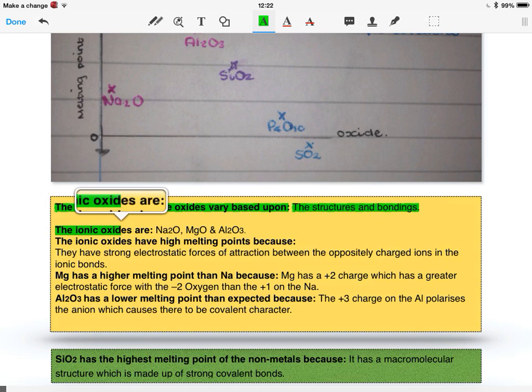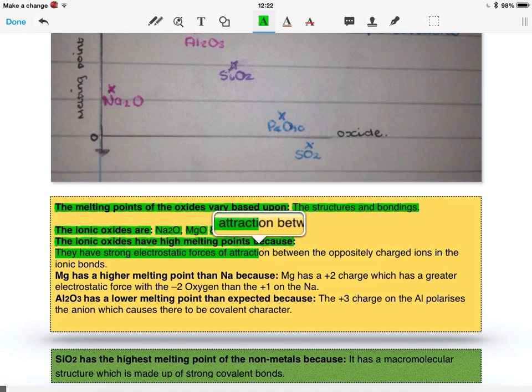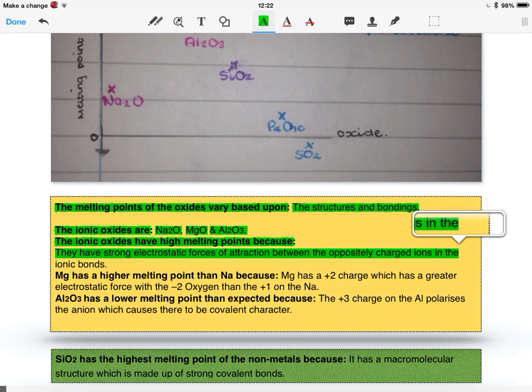The ionic oxides are sodium oxide, magnesium oxide and aluminium oxide. The ionic oxides have high melting points because they have strong electrostatic forces of attraction between the oppositely charged ions in the ionic bonds. And you should know that from Unit 2.